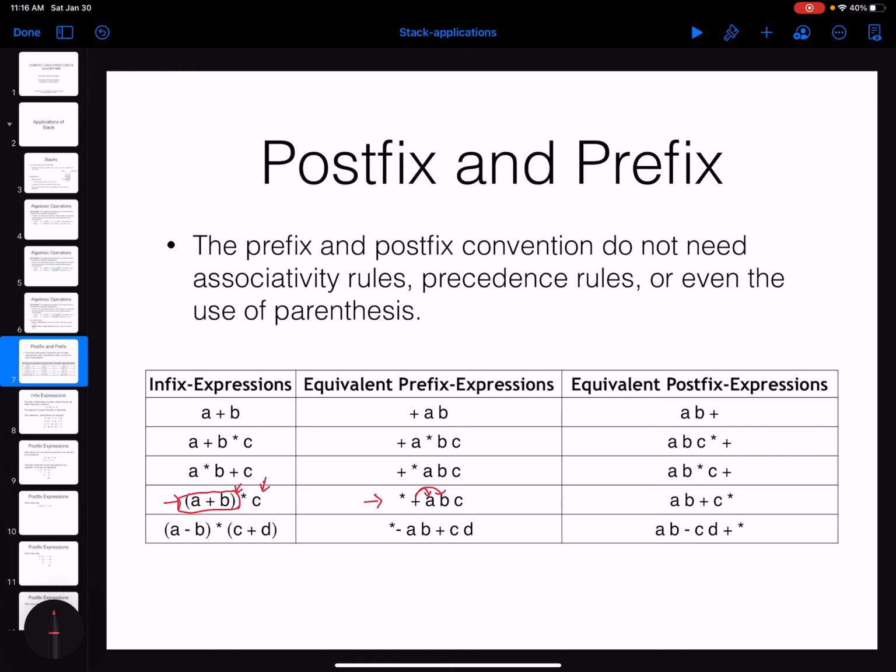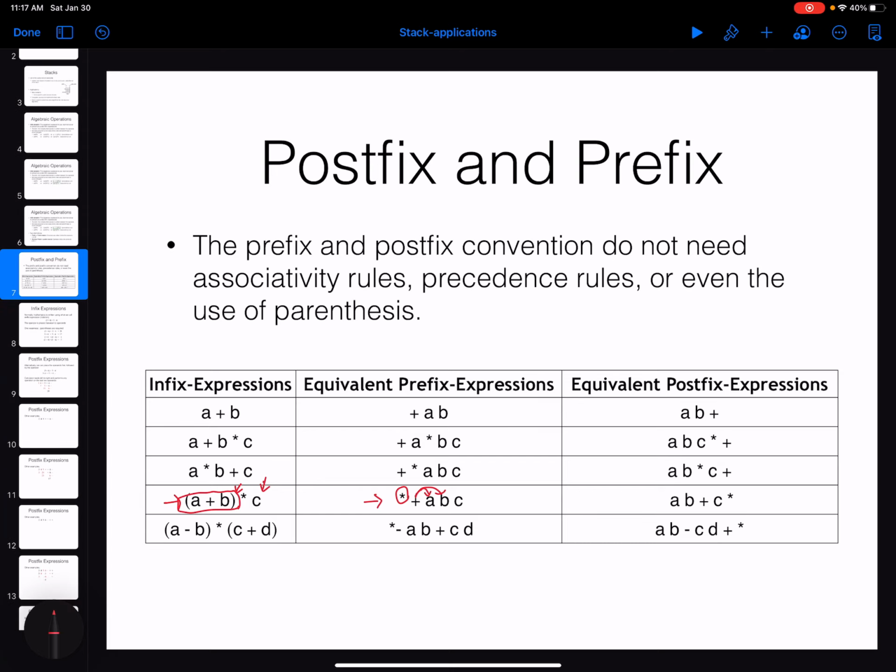You cannot apply multiplication to B first, because if you are going to apply the multiplication, you need to have the operands after it. But after multiplication, in this prefix expression, there is a plus. So it's not possible to apply multiplication; you have to apply the addition first. We don't need parentheses in these notations.